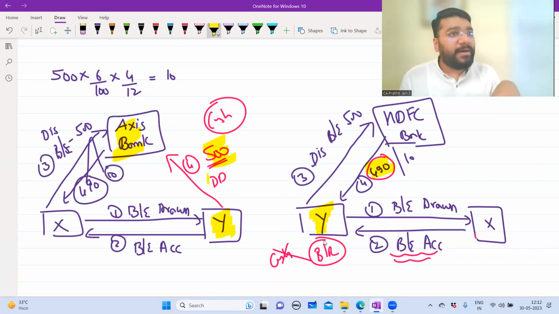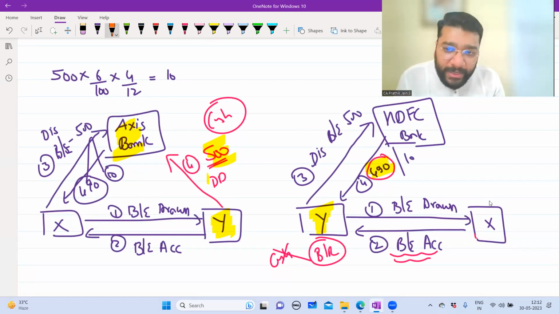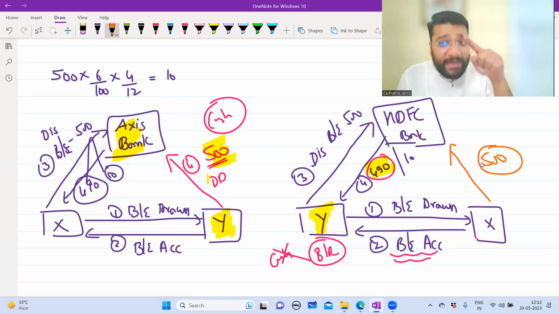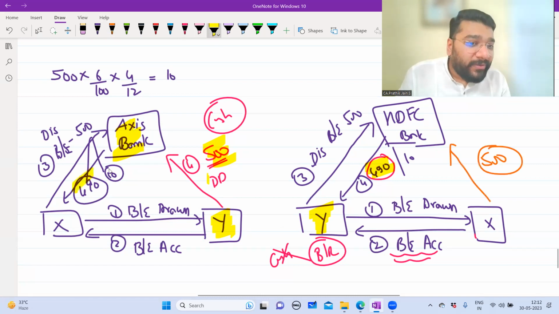So on the due date here, X will not make any payment to Y. Y will not make any payment to X because the payment is already made in the form of bills receivable and bills payable. On the due date, X is supposed to make a payment of 500 rupees. If X has to pay this 500 rupees to HDFC Bank, he has to receive it first from Y. He has already received 490 rupees from Y.